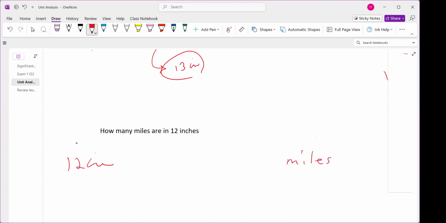I want you to notice something here. In the problem paragraph, look for a number and the unit attached to it. That will be the given. The unit that has no numbers is what you're trying to calculate.